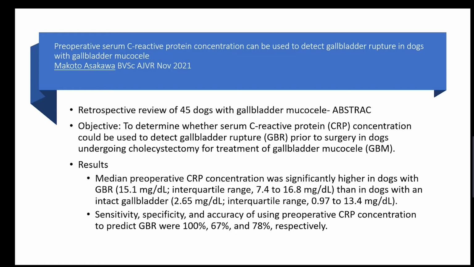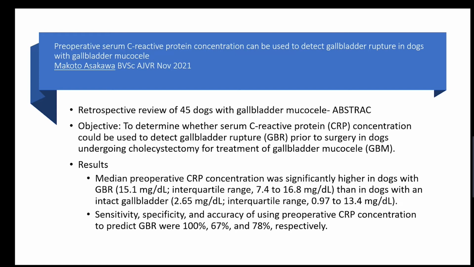It's a retrospective review looking at serum C-reactive protein concentration levels and whether or not that was an important determinant for whether the gallbladder is ruptured. So traditionally, we determine if the gallbladder is ruptured in dogs by using ultrasound.